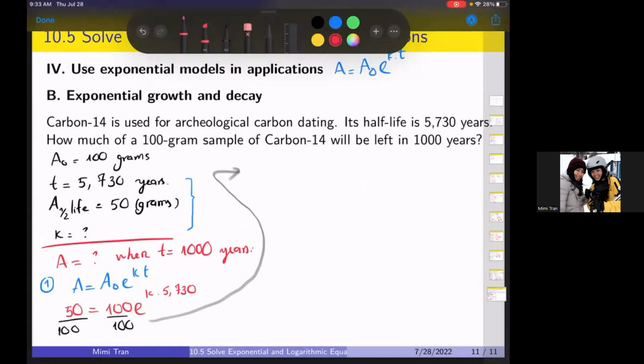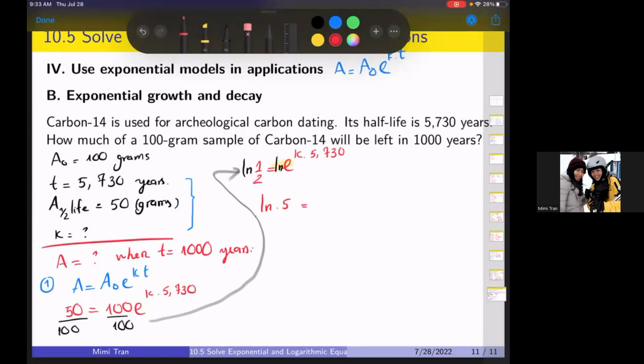A over A naught is 50 divided by 100, which is half. It makes sense, half-life. So half equals e to the k times 5,730. Take ln on both sides. Every time you see e, take ln on both sides. On the left-hand side, it's just ln half. Instead of half, I'm going to write 0.5 here, just to save space. On the right-hand side, ln and e cancel, which is 1, right?